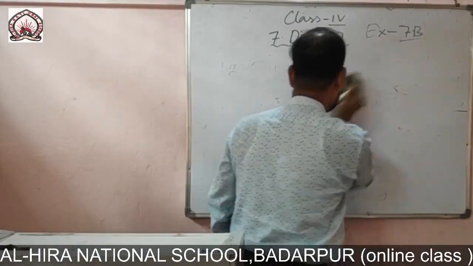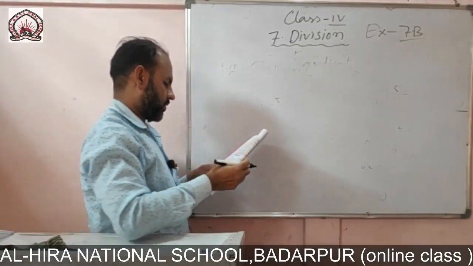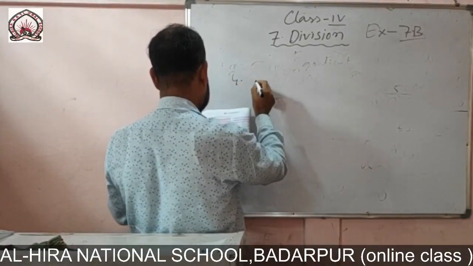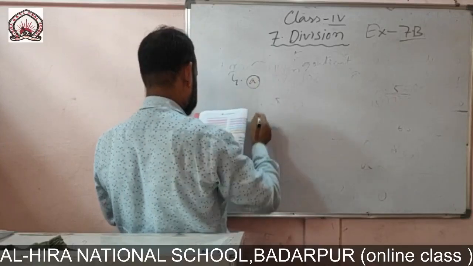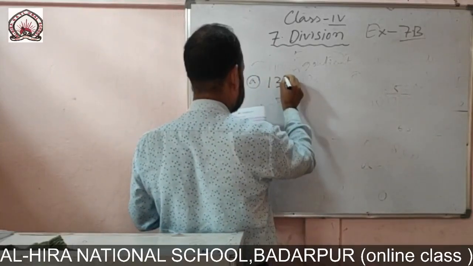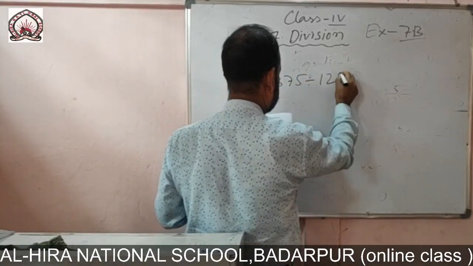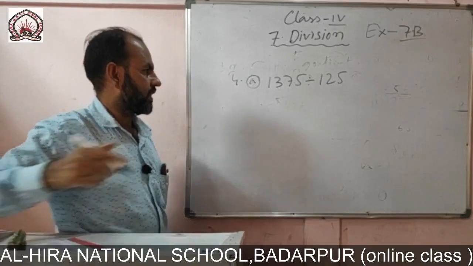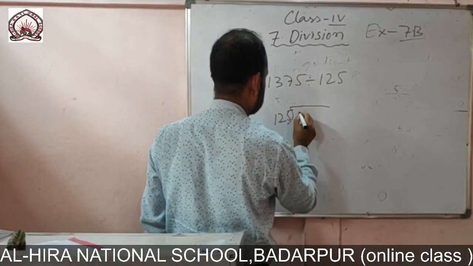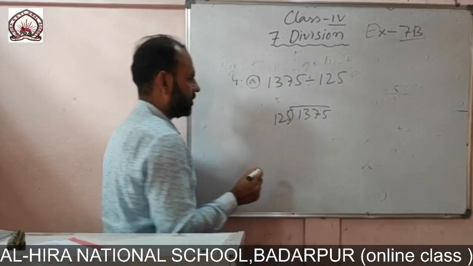Next, question number 4A. 1375 divide 125. Let's divide 125 into 1375.